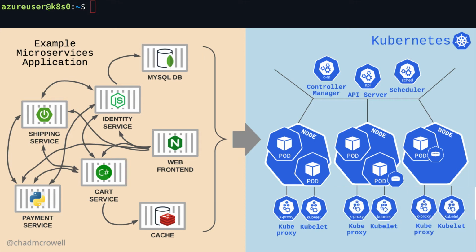So we see the diagram here, which lists an example microservices application, and what that gets turned into when it's running on top of Kubernetes or in Kubernetes. It says Kubernetes is a platform for deploying distributed applications inside of many different containers.